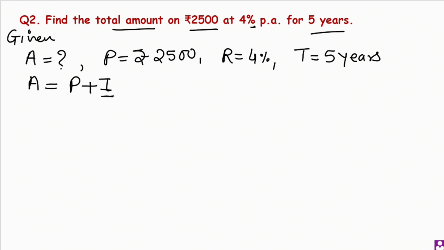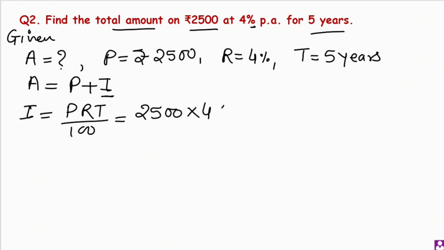So we have the formula for interest. We will calculate that first. I equals to PRT over 100. We will substitute the value which is 2,500 times 4 times 5 over 100. This 20 will be cancelled with these 20. After calculating all the numbers, we are going to get 500. So I is equals to 500 rupees.